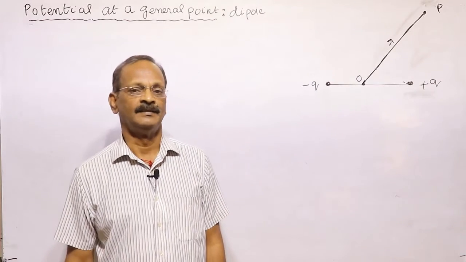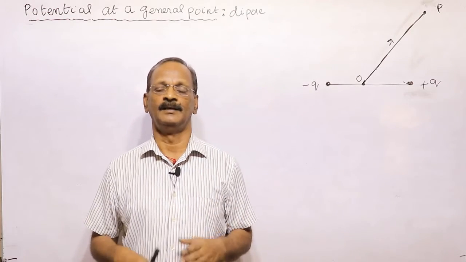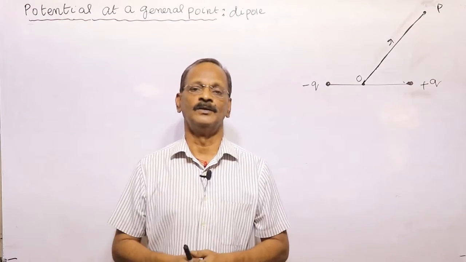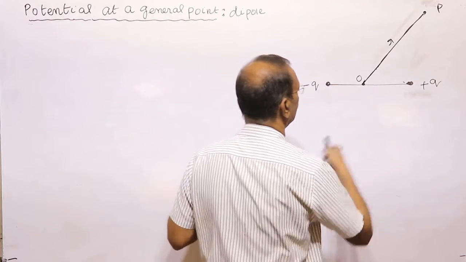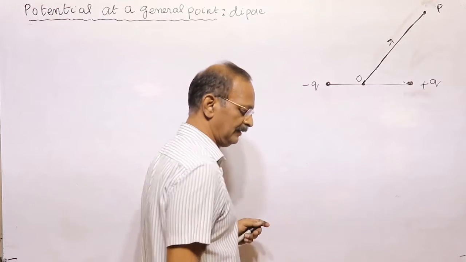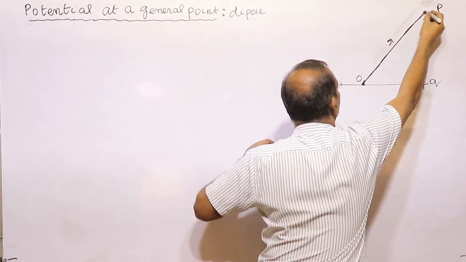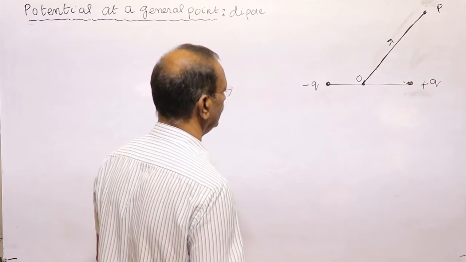So far we have seen potential at a point on the axial line due to a dipole and potential at a point due to a dipole on the equatorial line. Now we will see at a general point. This is the dipole of length 2L, and this is the center of the dipole, and at this point we want to find out potential, which is at a distance r from the center of the dipole.